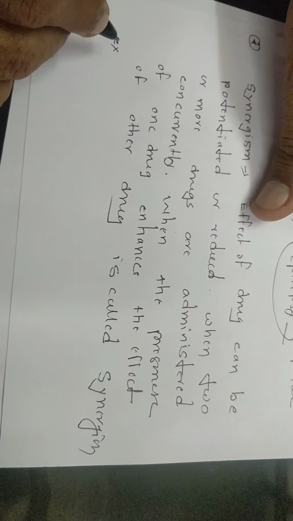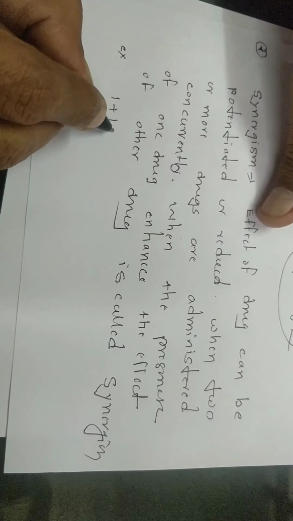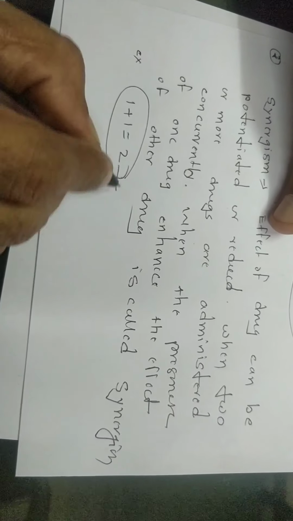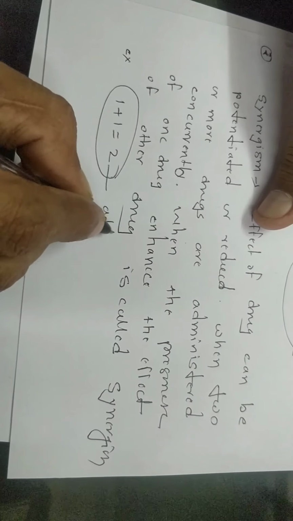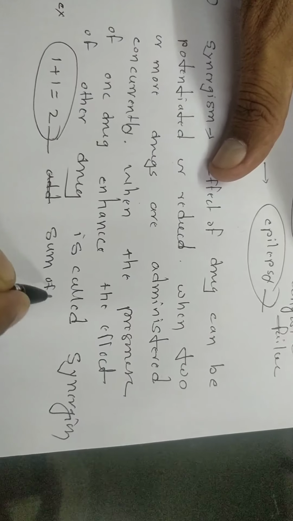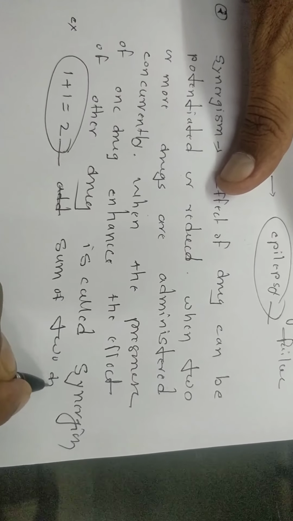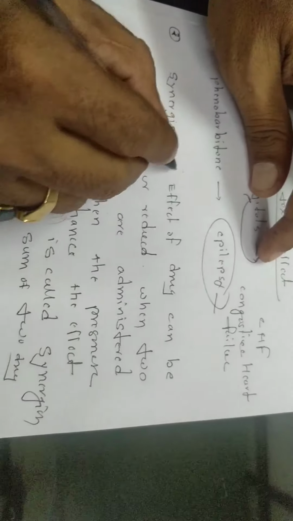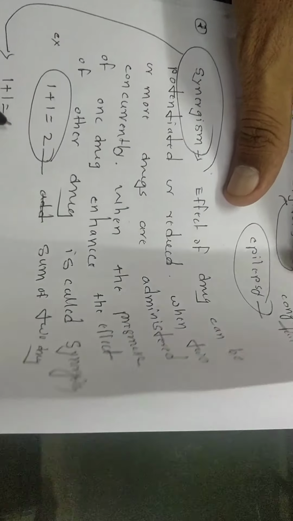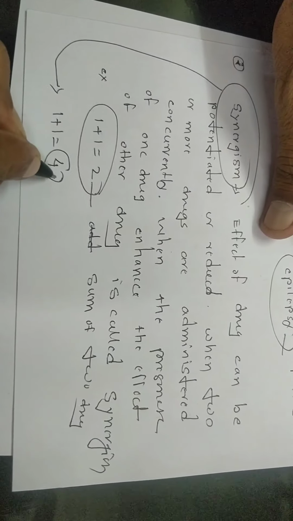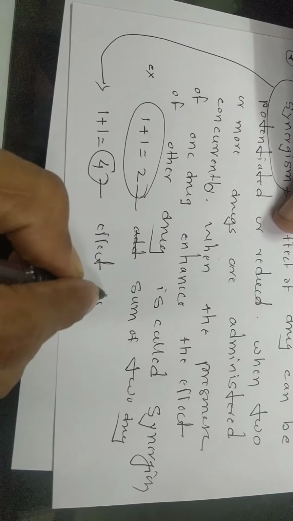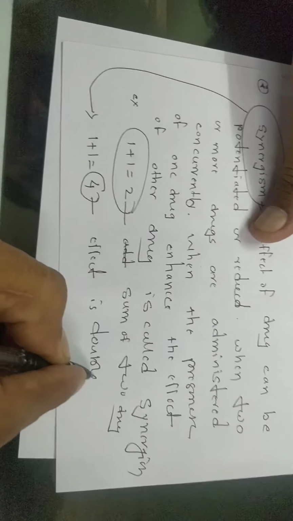See the example so that you can understand. 1 plus 1 is equal to 2 mathematically, arithmetically, that is the sum of two drugs. Now what do we mean by synergism? 1 plus 1 is equal to 4. The effect is double or more than that.